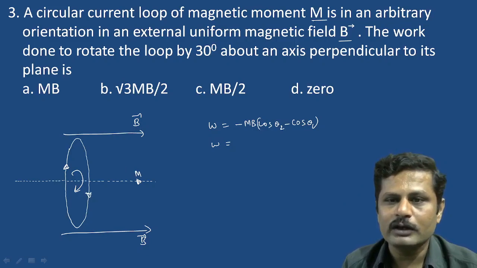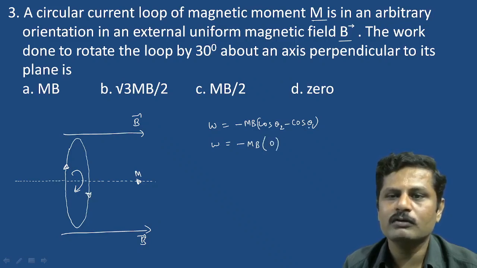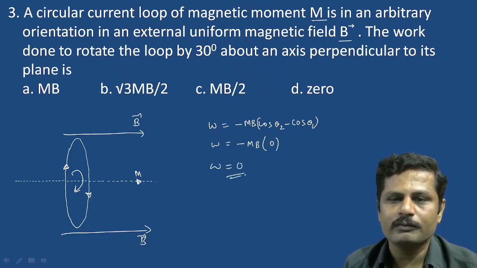So whenever we rotate this loop perpendicular to the plane, there is no change in the angle between the magnetic moment and the magnetic field. Therefore theta 2 equals theta 1, so cos theta 2 equals cos theta 1. So the difference will become 0, and the work done is equal to 0. So option D would be the correct answer.